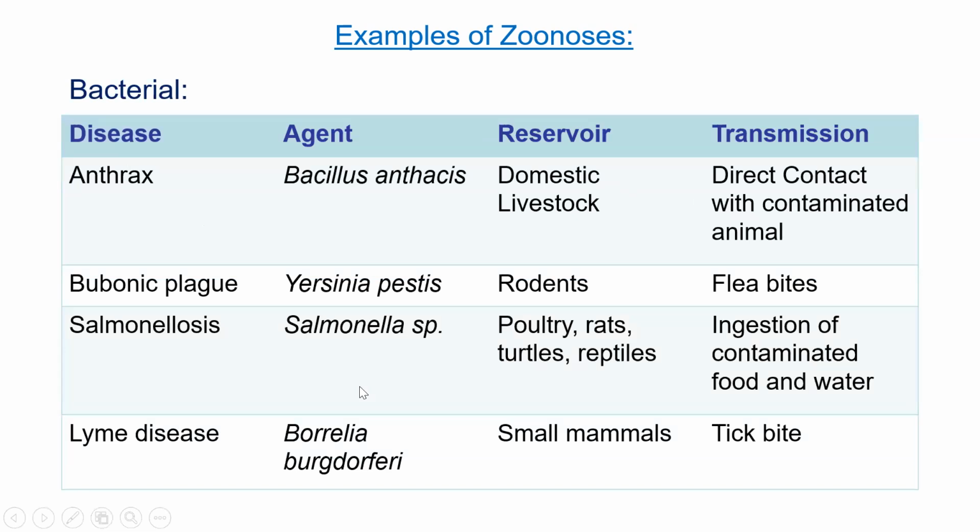Bacterial, we talked about anthrax a little bit. Usually you're looking at contact with animals. Sometimes it's soil, so this could fit into that other category as well. Plague, right, we talked about, is usually from rodents as the natural reservoir. Salmonella, it's birds and reptiles.